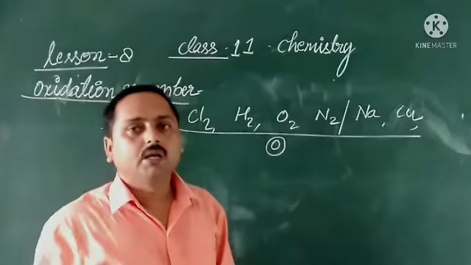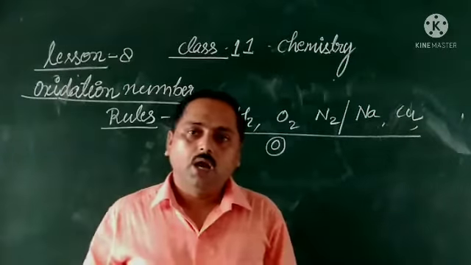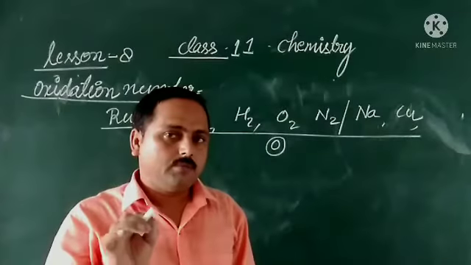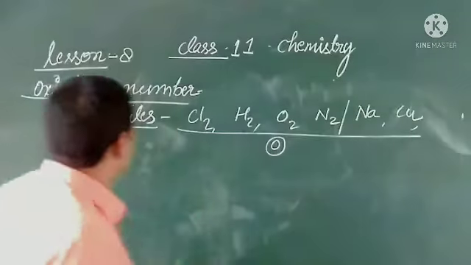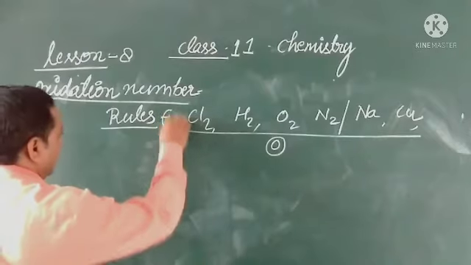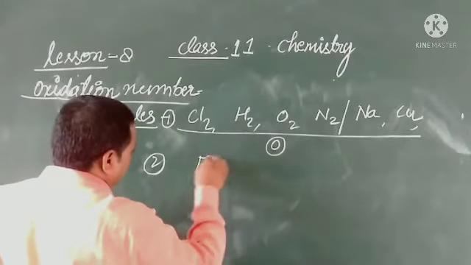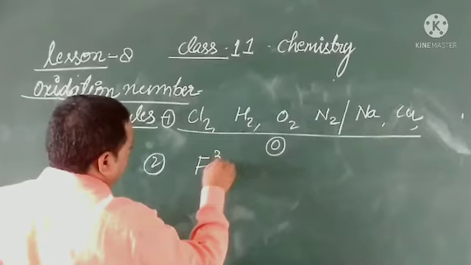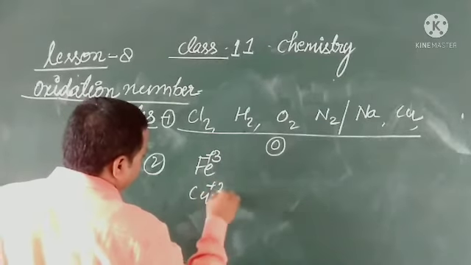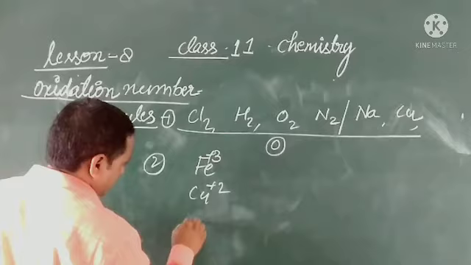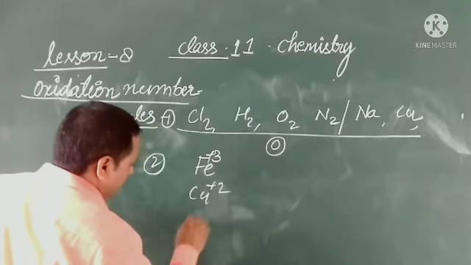Second, for ions, the charge they have is equal to the oxidation state. For the second point, you can see, first I can write like this: Fe3 plus, Cu2 plus, and Na plus.